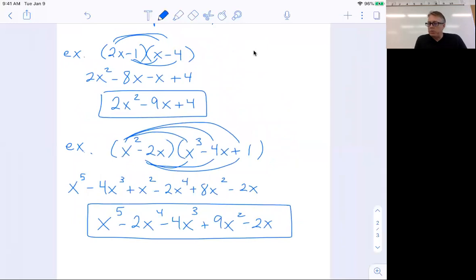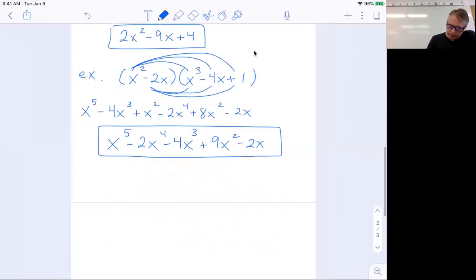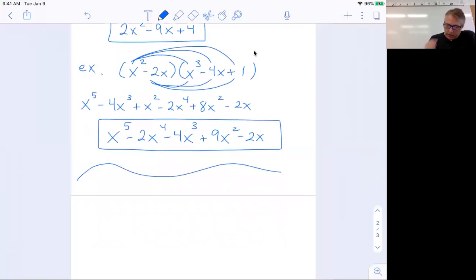All right, so I did some multiplying. Next, I'm going to do some solving. So before I move on to that, do you have any questions on multiplying polynomials? You guys are making this Friday easy on me here. All right, well, then I'm going to solve some problems a couple different ways. So first, we are going to solve by factoring.